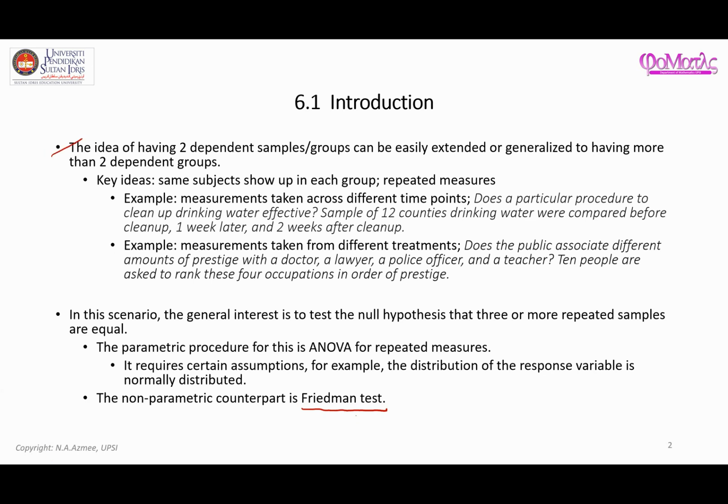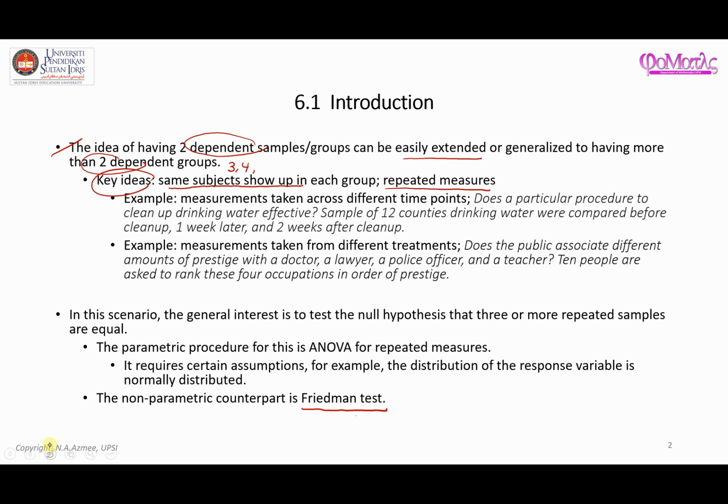So here, the idea of having, for example, two dependent samples, which is a very basic idea, can be easily extended or generalized to having more than two dependent groups. For example, you can have 3 groups, 4, and so on. In dependent samples or dependent groups, the key idea is that the same subjects are going to show up in each group. In other words, this is called repeated measures.